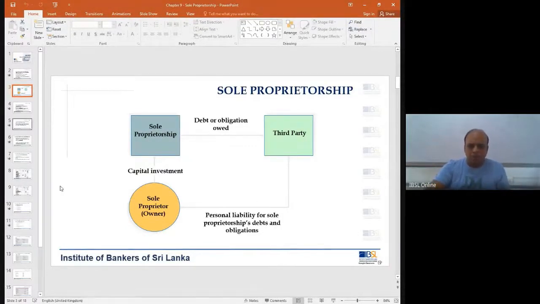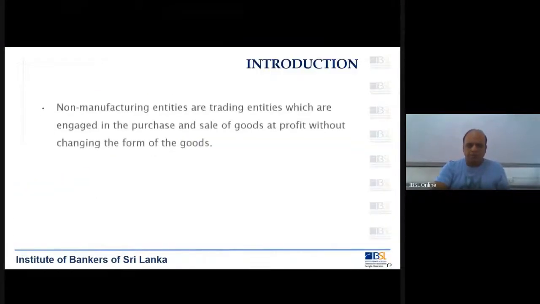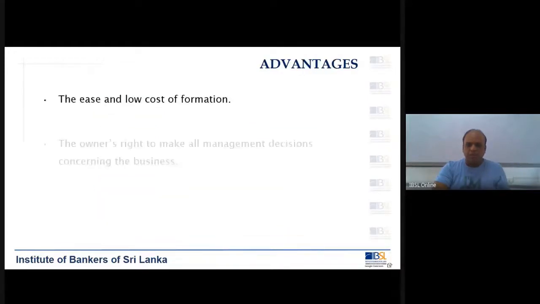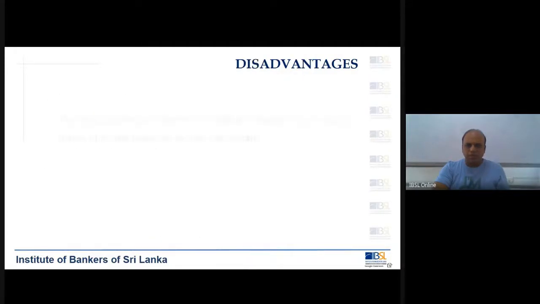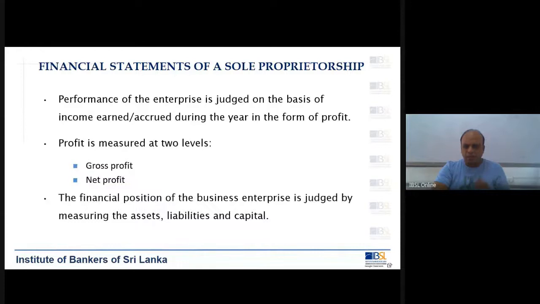So in that, I'll just quickly run through. We had an introduction, then I explained how the sole proprietorship works, and then I also discussed the advantages and disadvantages, and then we had a look at the profitability, or in other words, how the profitability will be measured in the sole proprietorship business at two levels, namely the gross profit and the net profit.